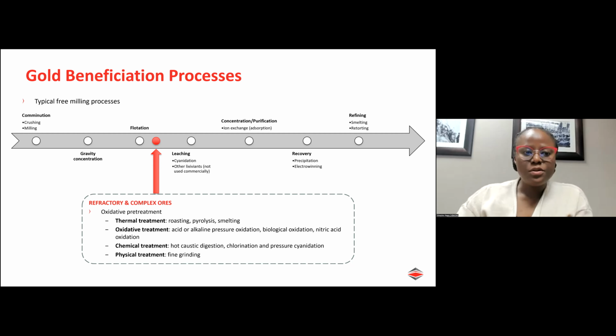Also, it is important to note that not all of these processes will be applicable to all circuits. So you might find that you've got a circuit that just goes for comminution, gravity concentration, and then that's it. You might find others that have all of these and others that maybe do not have oxidative pretreatment. It all depends on your ore mineralogy.